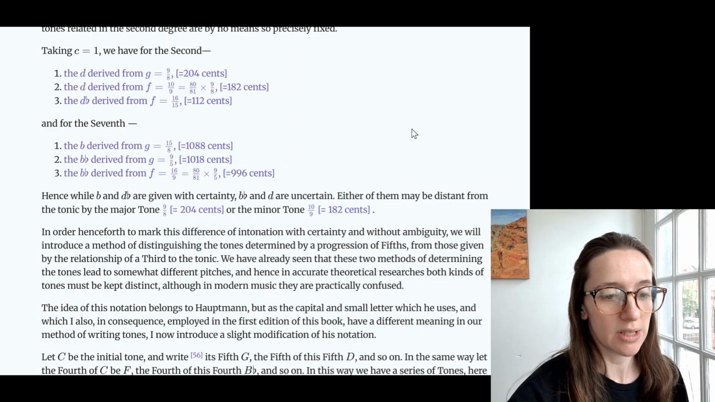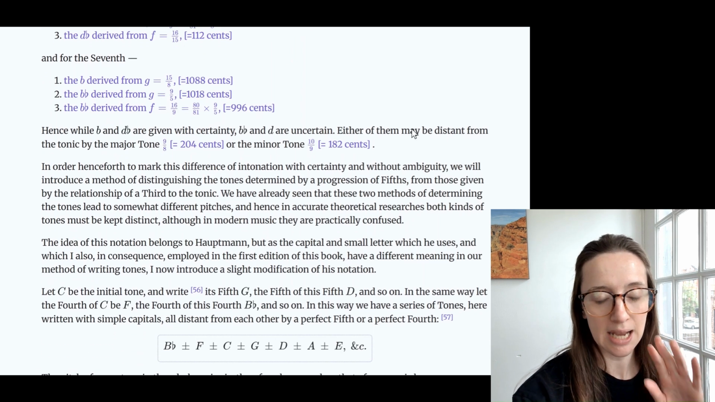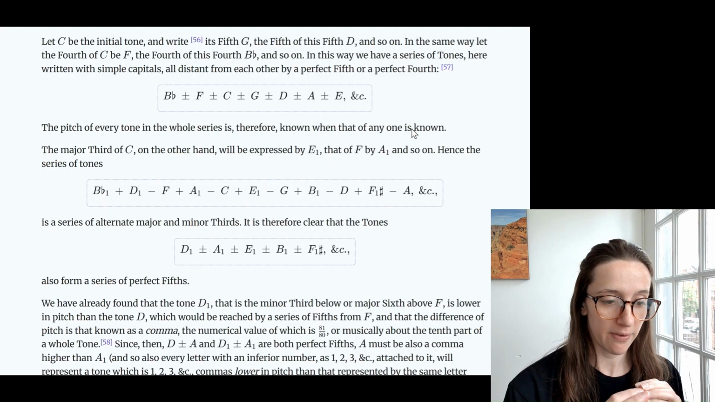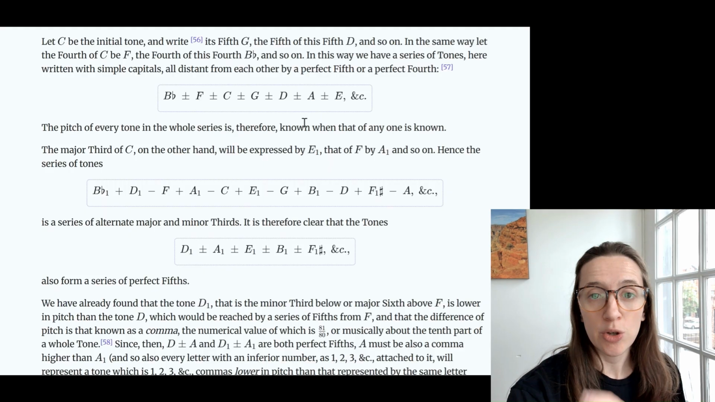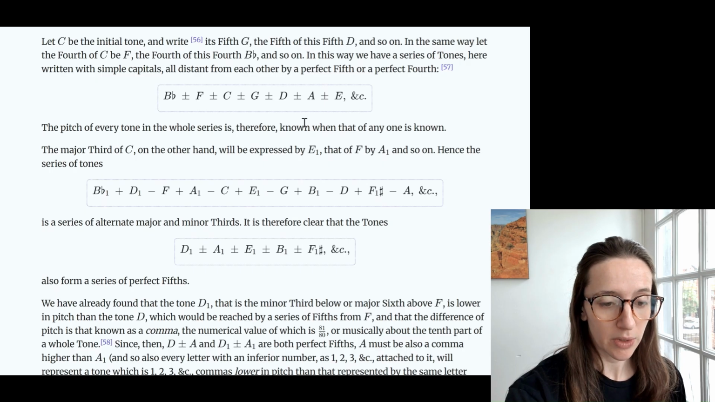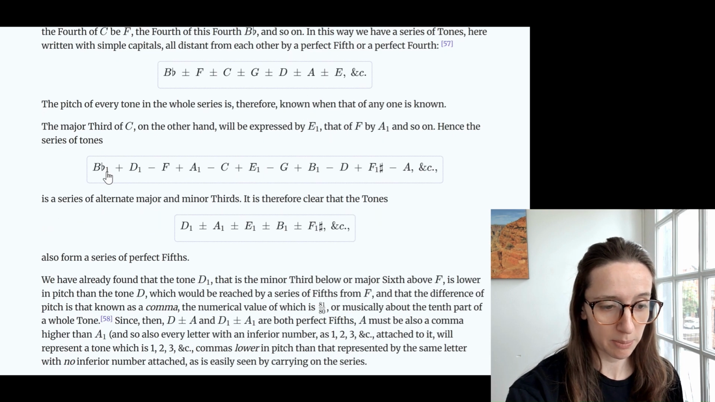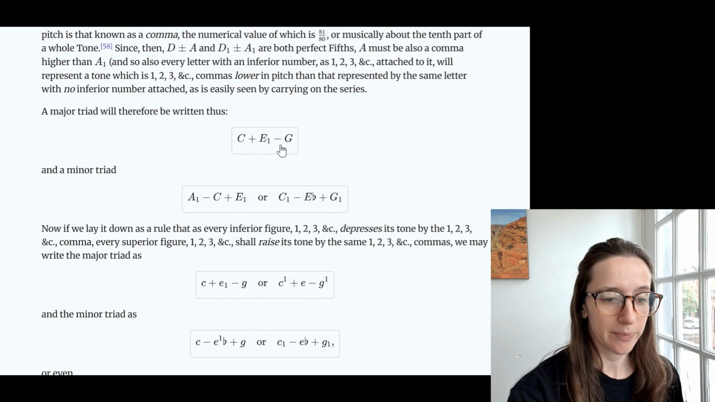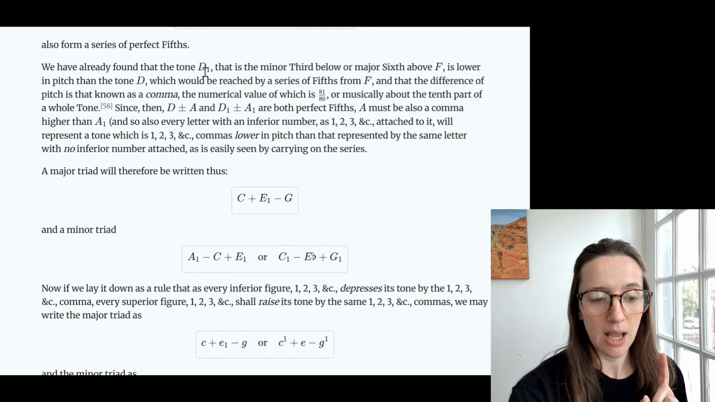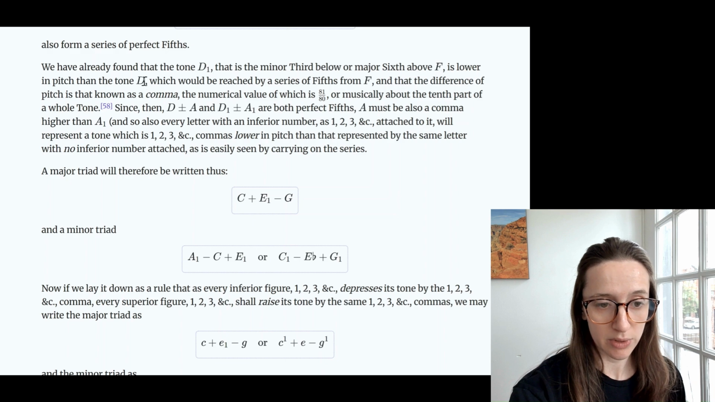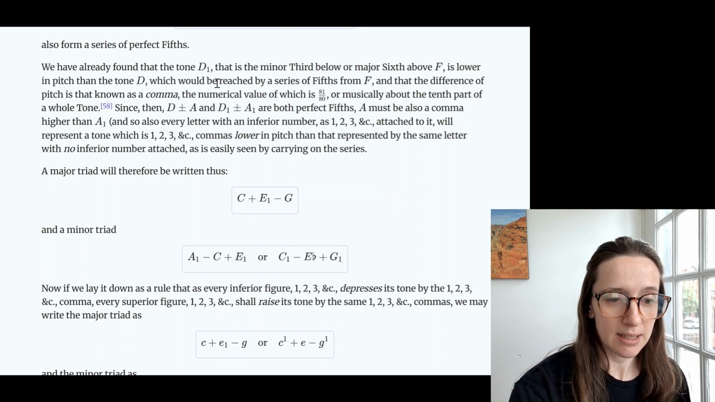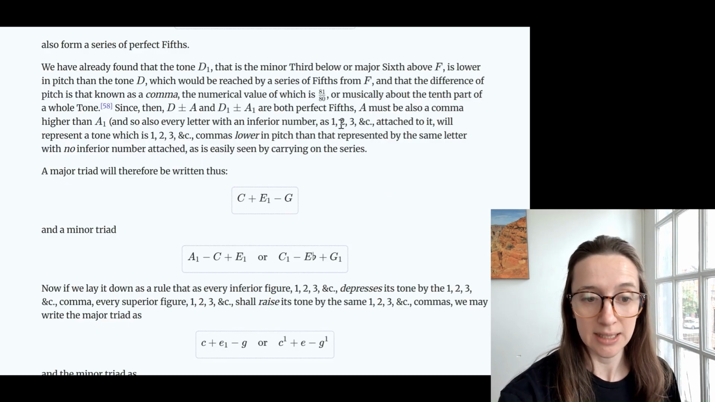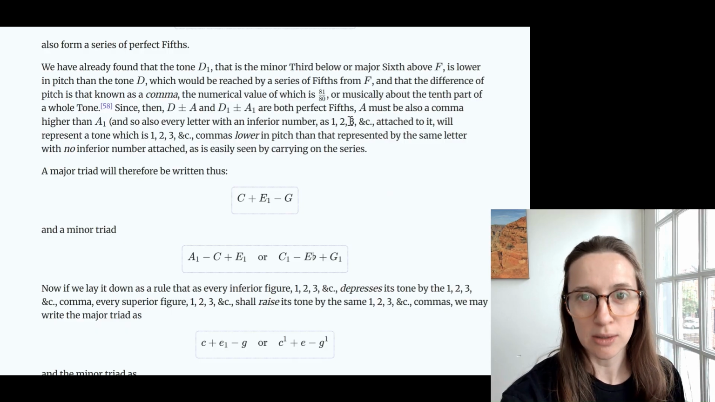So Helmholtz is going to use this notation to make it clear exactly what intonation he's referring to. Pitches derived from perfect fourths and fifths are notated like this. Those derived from major and minor thirds are written with a 1 in the subscript, just like this. So a major triad would be written like this. Now, D1 is a comma lower than D with no subscript, and that is equivalent to about 1/10 of a whole tone. And every number higher in the subscript is an additional comma lower in pitch.